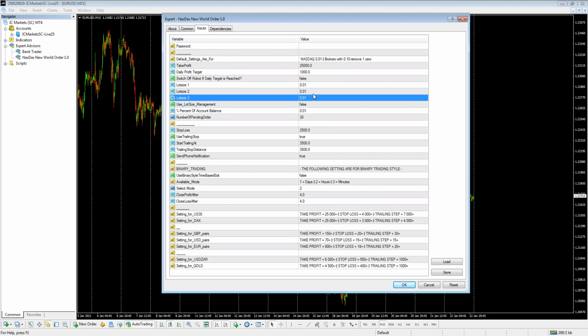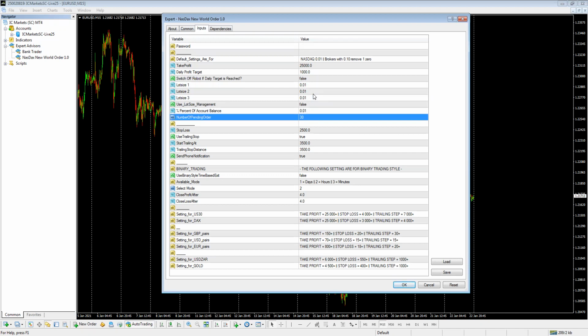An example of this would be if for your broker the required margin for NasDaq is $60. That's the required margin for you to be able to trade NasDaq, and your balance is $100. That means only 1 trade can be opened on your account for NasDaq. You can't open more than 1 because you don't have enough margin. So if the robot opens 5 pending orders, only 1 of those orders will be activated because that is what your margin allows. Okay, so that's what's happening here. So you can put them all the same, or you can make them different.